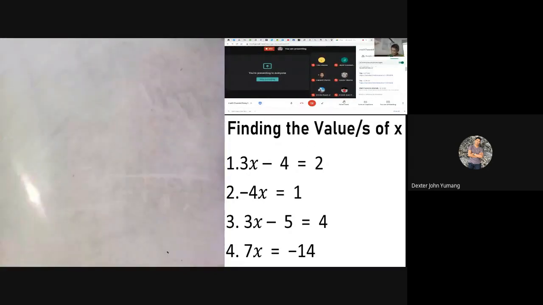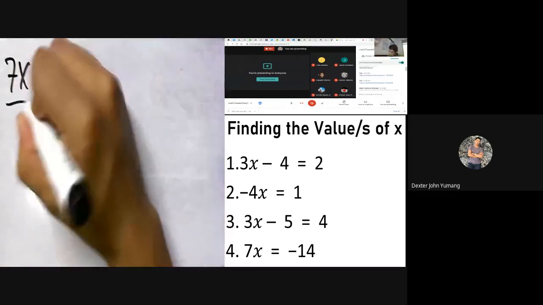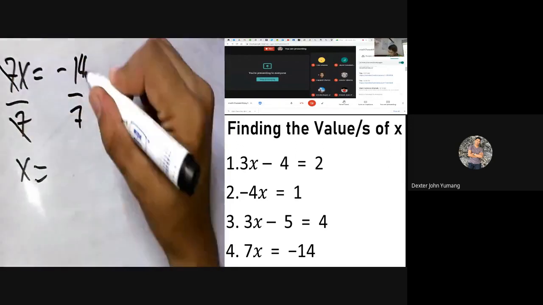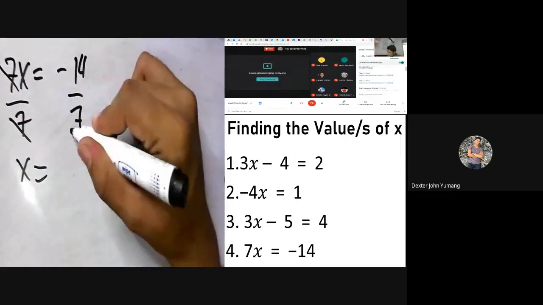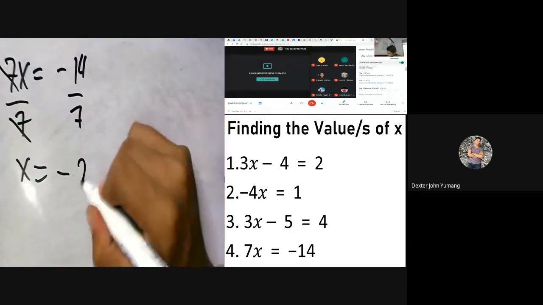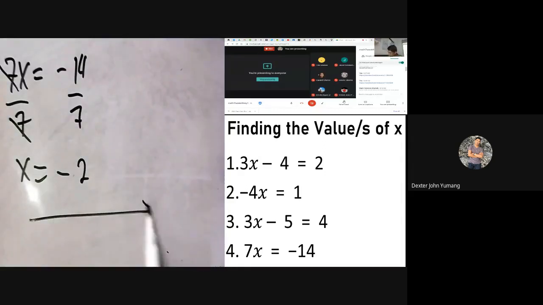To reveal the answer, we have 7x equals negative 14, divided by 7, divided by 7. Cancelled, cancelled. x will be negative on top, positive on the bottom. The signs are different, so the answer is negative. 14 divided by 7, that is 2. And we are going to plot that on our graph.